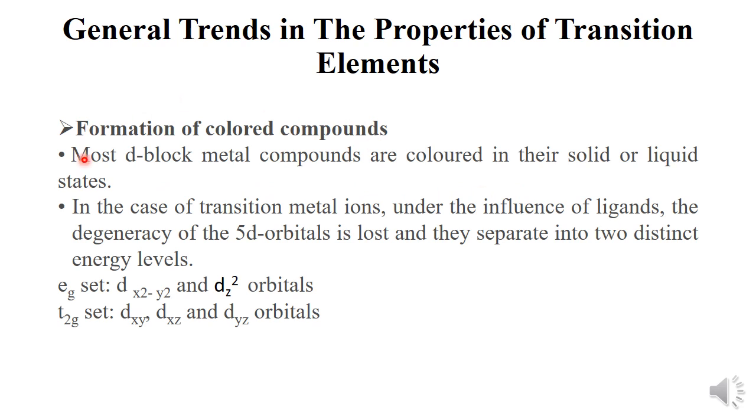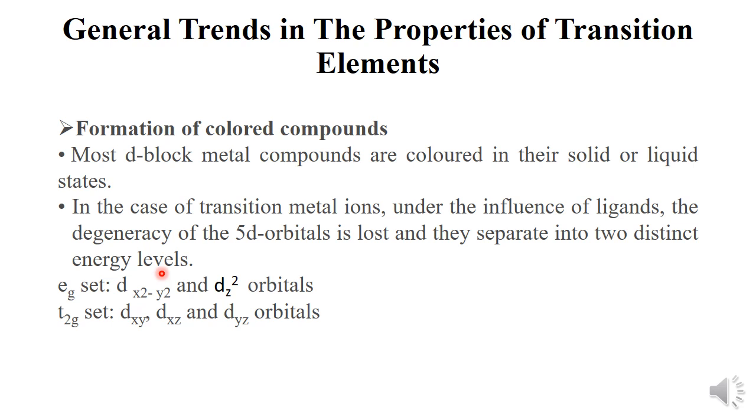So next property beta, that is the formation of the colored compounds. Most of the d block metal compounds are colored whether they are in the solid state or in the liquid state. As in case of transition metal ions, under the influence of ligands, the degeneracy of the 5d orbitals is lost and they separate into two distinct energy levels. बेटा degeneracy क्या होती है कि 5d d orbitals are generally degenerate. That is all the orbitals are having the same energy.